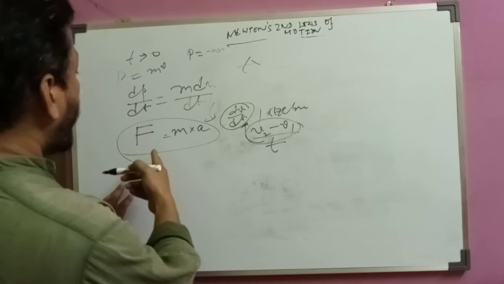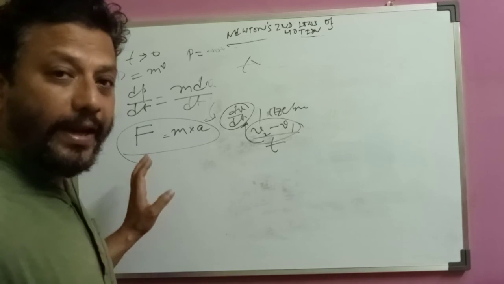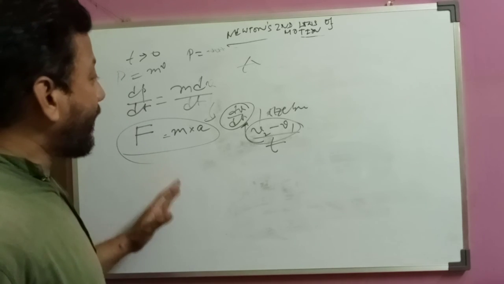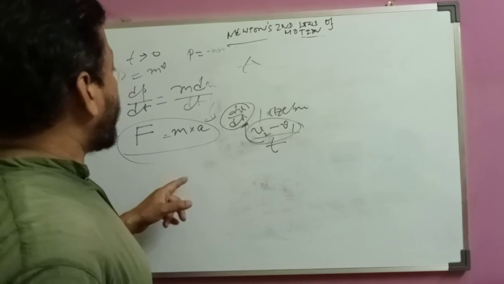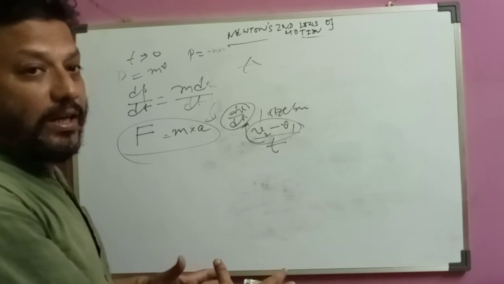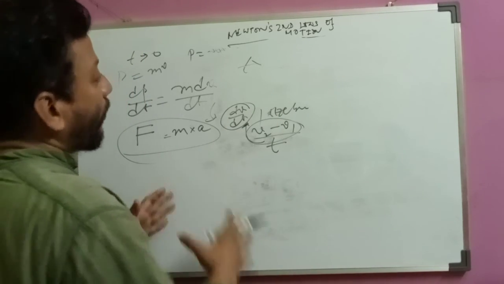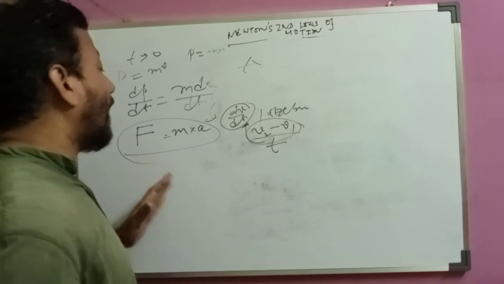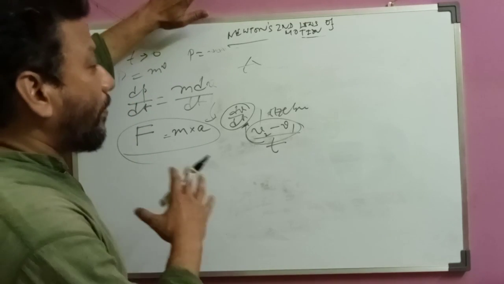From Newton's second law, we get F equals ma. This is a very vital part. This derivation is everything. If you go through the derivations, you can understand the second law properly.